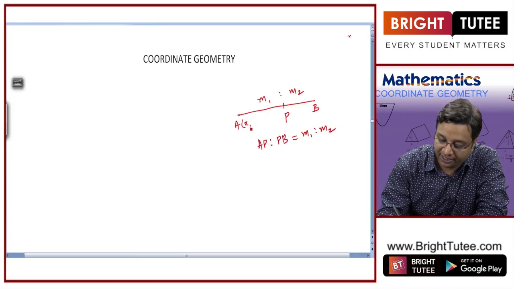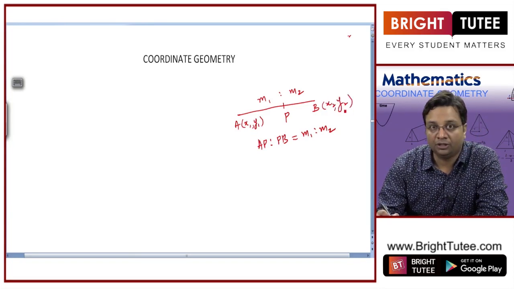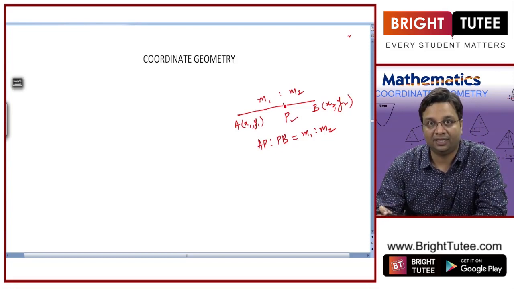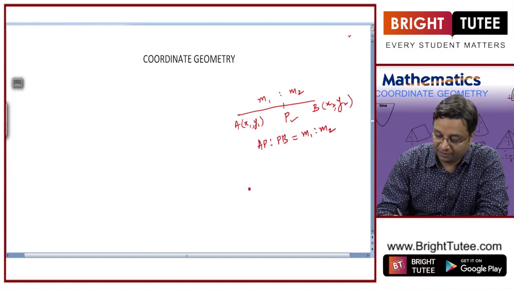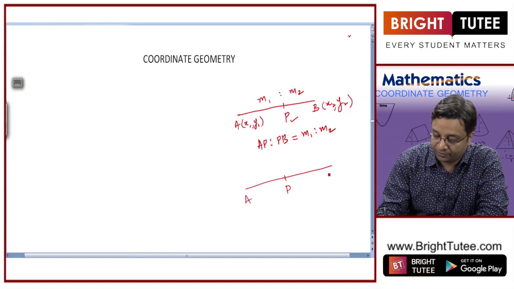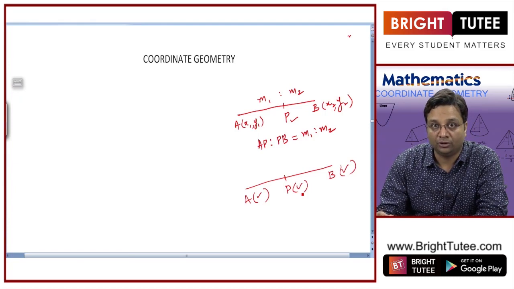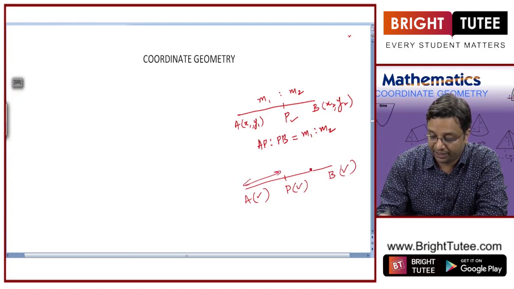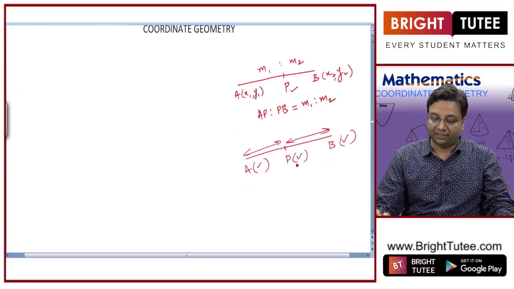And the coordinates of A and B are given, let's say x1, y1 and x2, y2. Now you are supposed to find the coordinates of point P when it is given that it divides this line segment in the ratio m1 is to m2. Otherwise, the second type of question can be that you are given the coordinates of A, B and P also, and you are asked to find the ratio AP is to PB. So this is the basic idea behind this exercise.